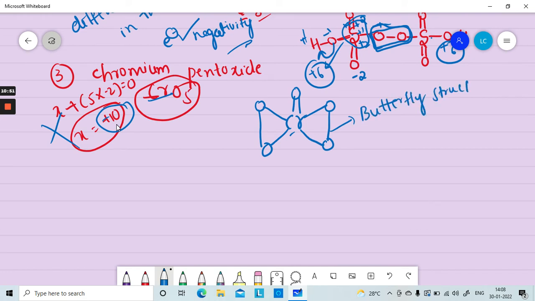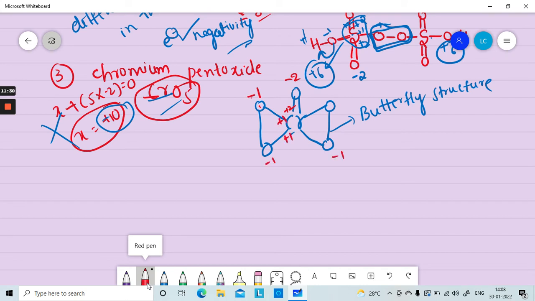Right? I will write here chromium, 1, 2 oxygen, 3, then 4, 5, right? Chromium pentoxide, is it right? 1 chromium and 5 oxygen. This structure is called the butterfly structure. As you can see here, it looks like a butterfly. That's why this chromium pentoxide has this butterfly structure. By using this structure, you have to determine the oxidation state of chromium.